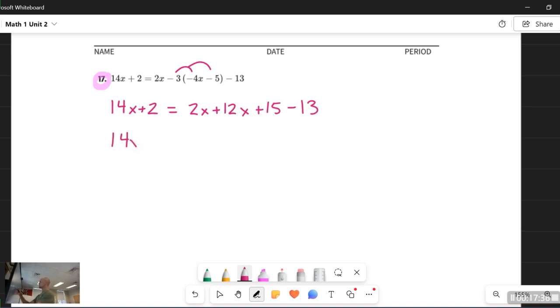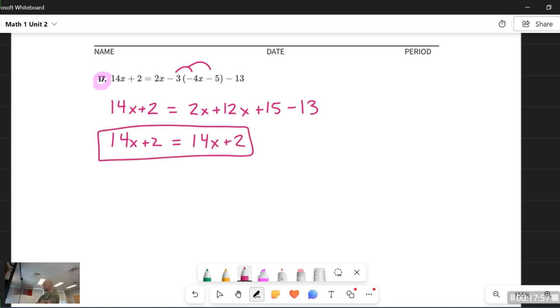I'm leaving my left-hand side alone. Let's just keep that there. And then I'm going to consolidate. Luckily for this one, all of our x's are next to each other. All of our constants are next to each other. 2x plus 12x gives us 14x. 15 minus 13 gives us positive 2. So once again, justification: distributing, then we combine like terms, and then we use our commutative property of addition.